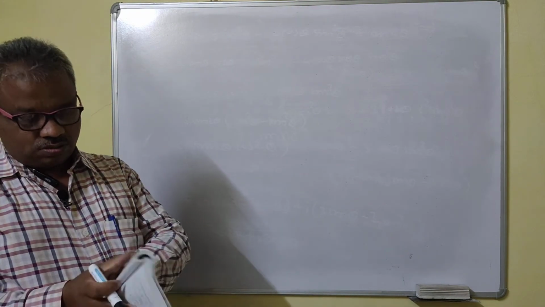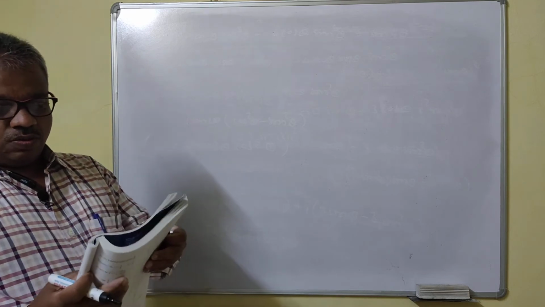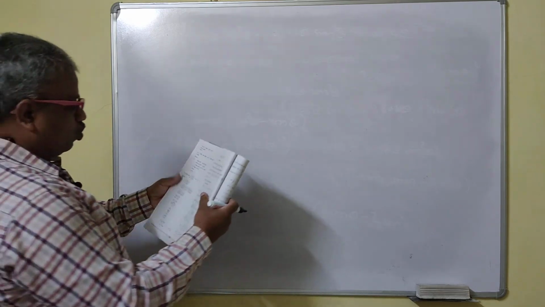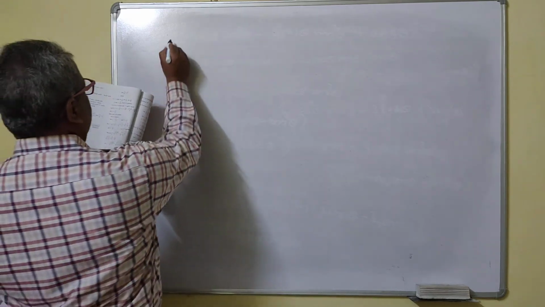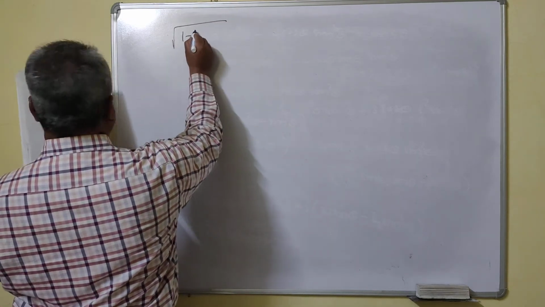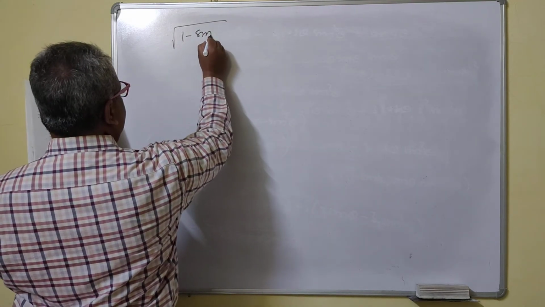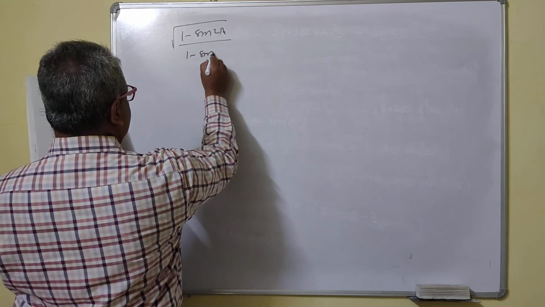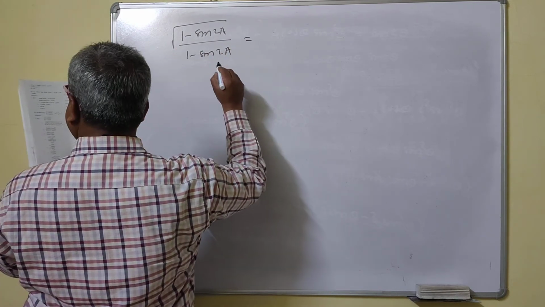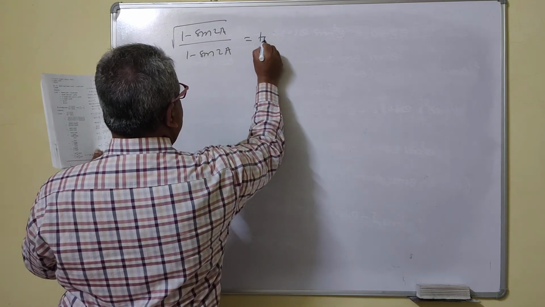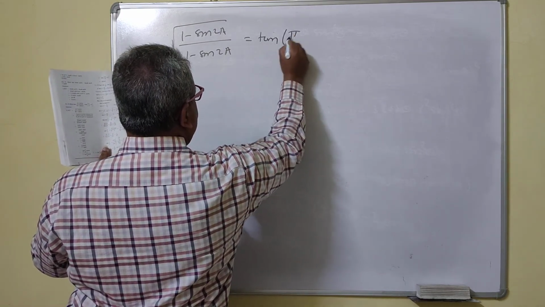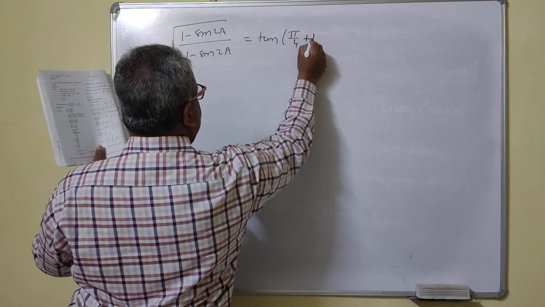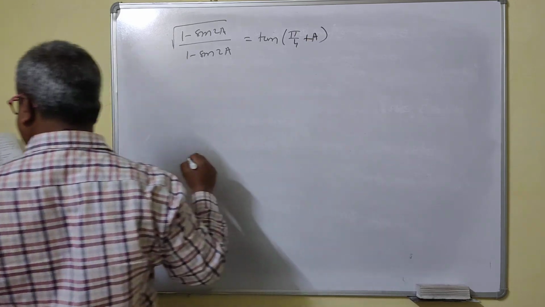Now, okay. So show that root of (1 plus sine twice a) upon (1 minus sine twice a) is equal to tan of (pi by 4 plus a).